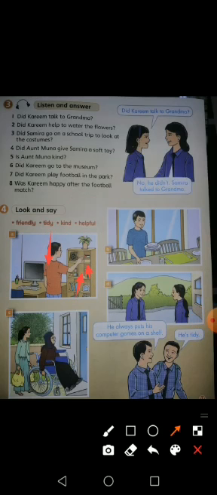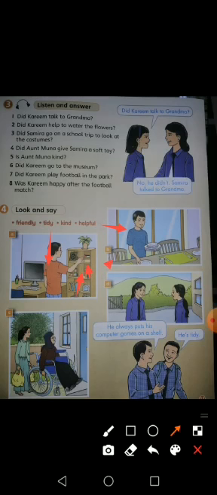Okay? So, look at B. He sets the table. So he is what? Friendly, kind, or helpful. Look, he is helpful. He helps his mother, right?